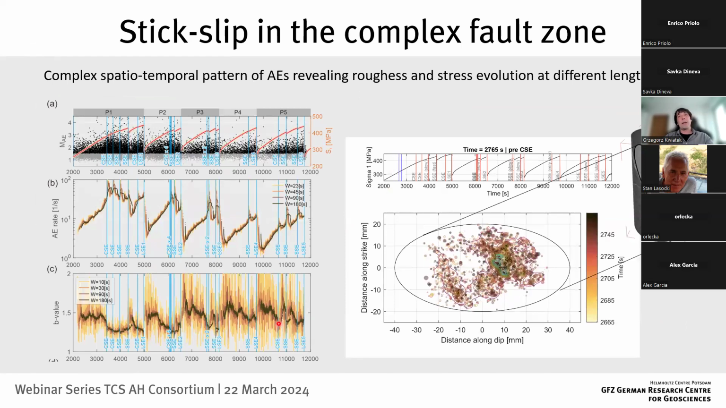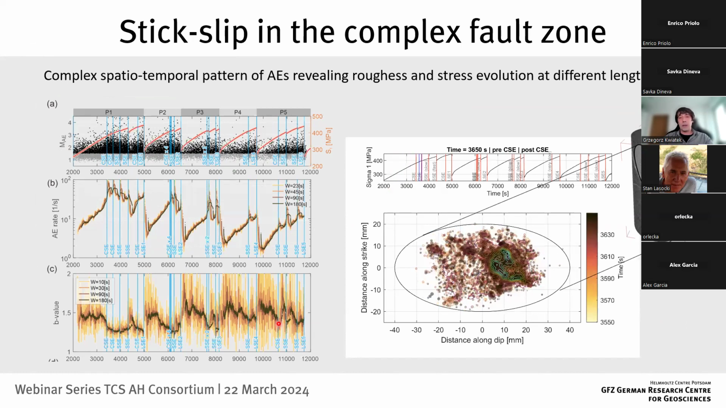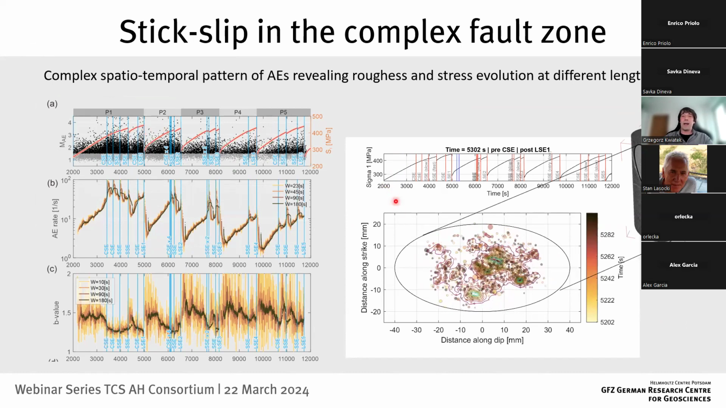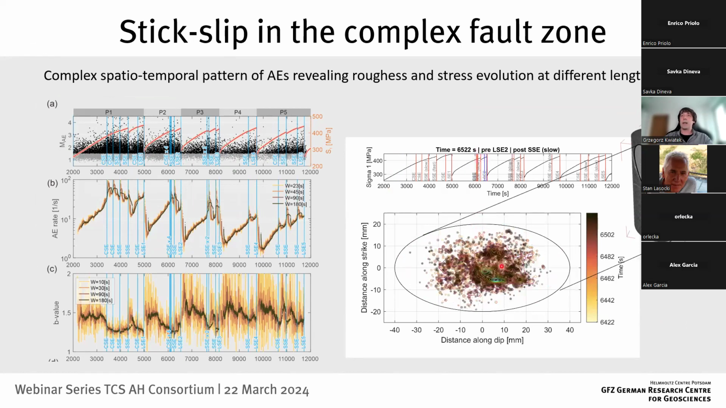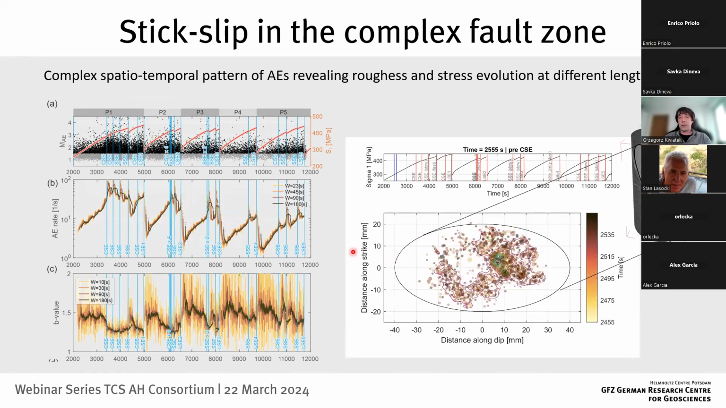So coming to the results, this continuous loading of the sample with such complex fault led to the corresponding complex slip pattern. And this is revealed actually in the external stress measurements, as well as in the acoustic emission monitoring. So here you have basically the snapshots or the animation of the acoustic emission activity, and you see where we are in the cycle. So you see actually how the sample is responding to the loading.